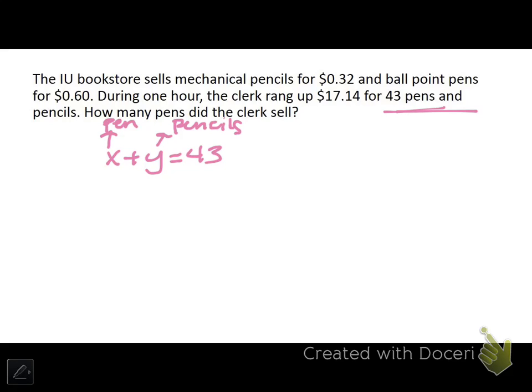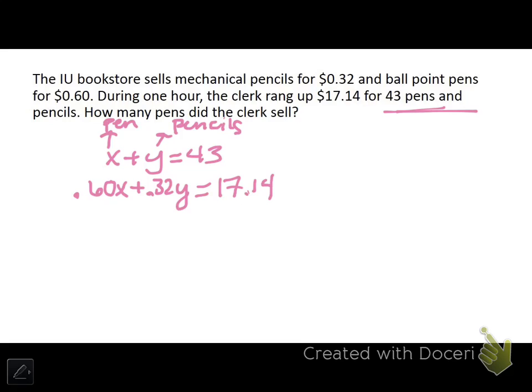Okay, so now let's put money with money. 32 cents for pens, so we're going to do 0.32 for x, and 60 cents for my, it was the other way around. So it's 60 cents for pens, 32 cents for pencils. That's why you always make sure you label what your x and y is. They also totaled out to be 1714. Okay, so how many pens did the clerk sell?